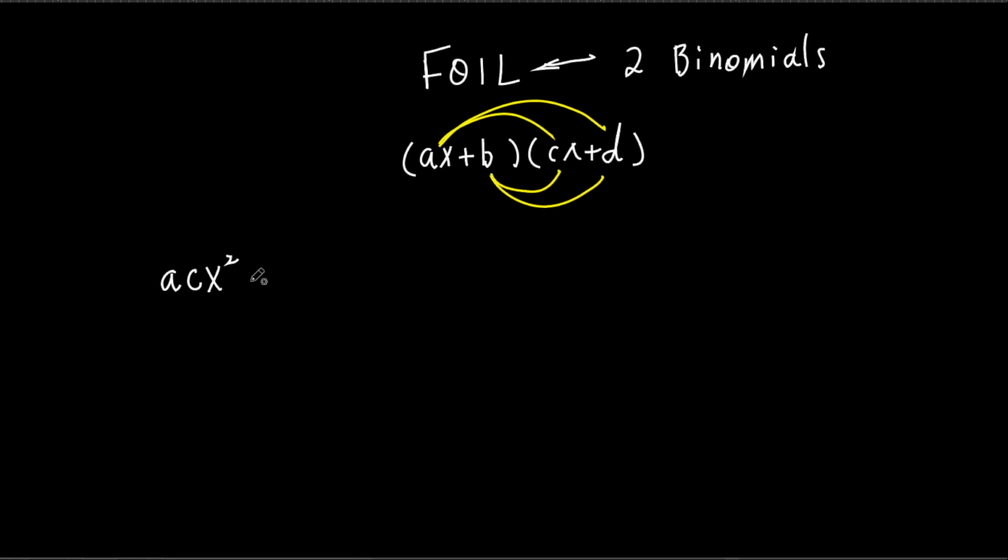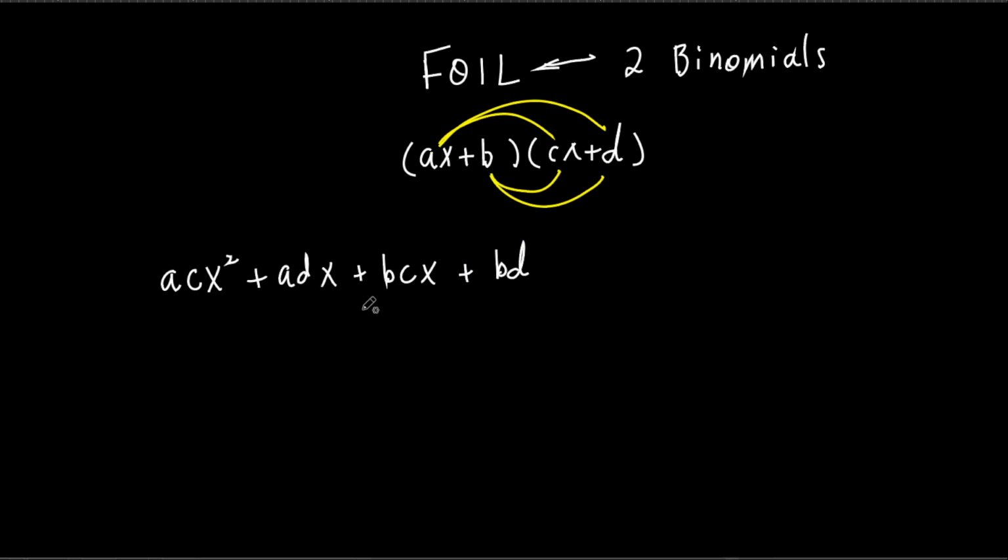Let's do the outside. AX times D. Everything's positive, so I'll put a plus here. It's just AXD. A lot of times we'll put the X at the end. It doesn't matter. It wouldn't make any difference. Plus, the inside, right? We'll call it BCX. Again, I like to put the X last. And then the last right here, I would go plus BD.